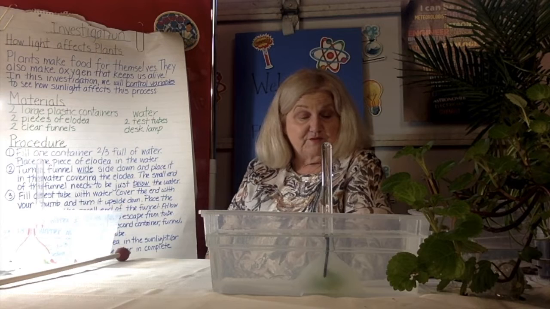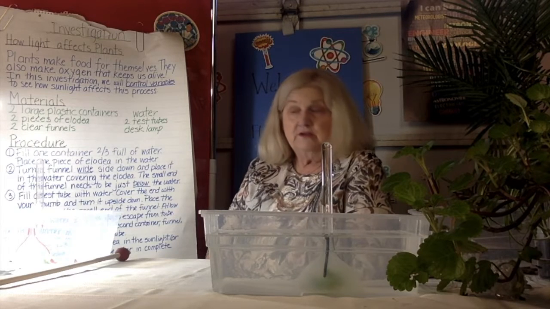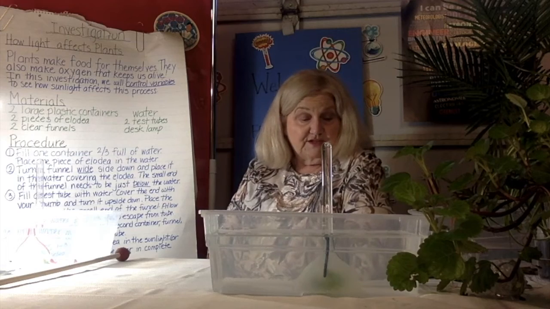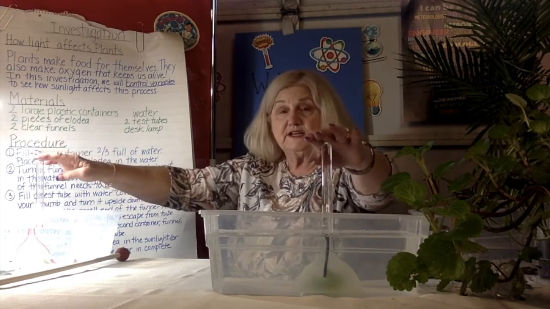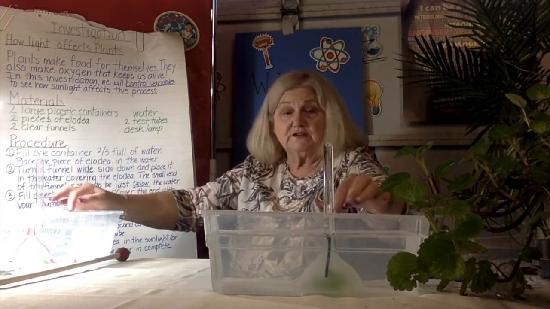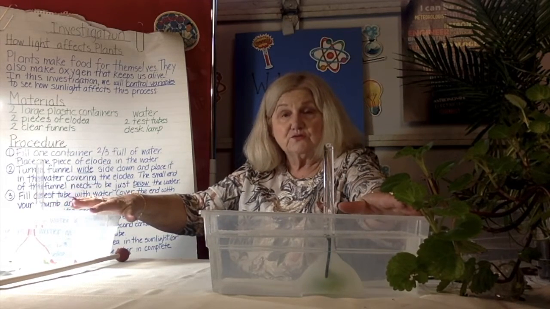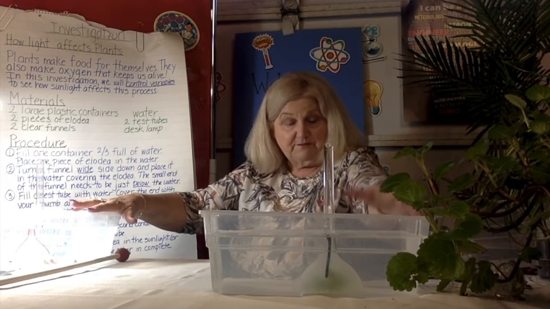Scientists control variables to learn what effect each condition has on the outcome of an experiment. What one variable did we change in this investigation? Different light situations. Which variables were the same? We used both test tubes with water, both we used funnels, a piece of Elodea, same containers, same amount of water. So those were the same. So those were not variables.